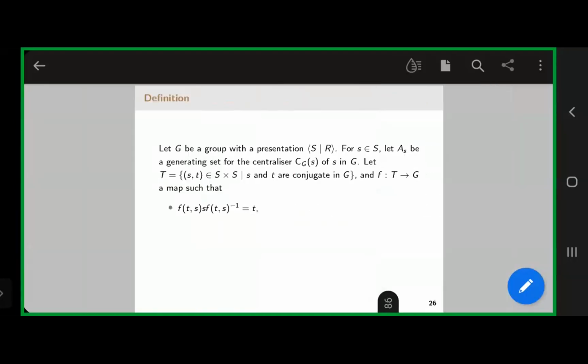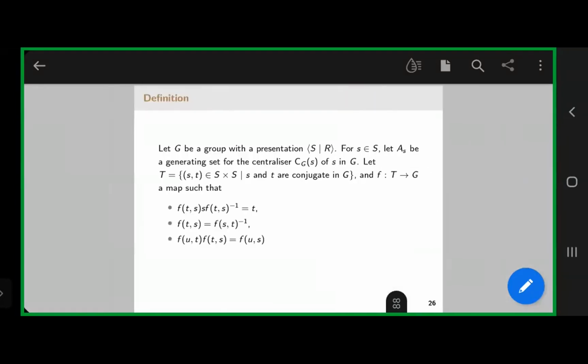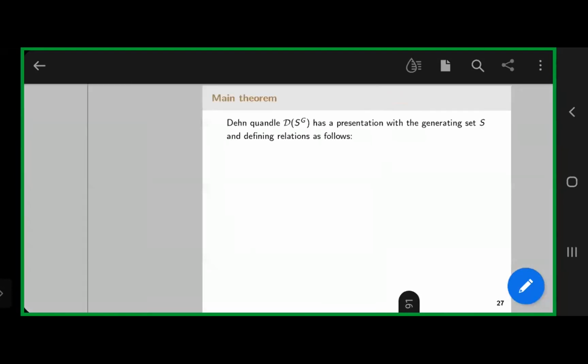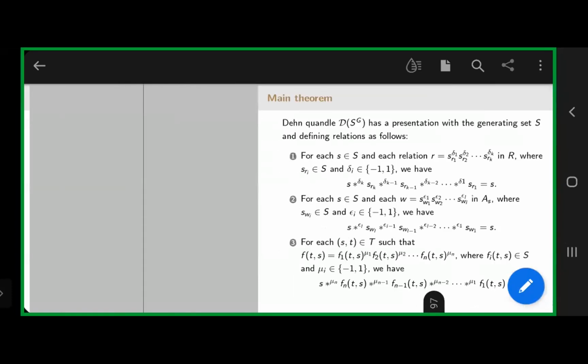How? You take an element and look at the centralizer of that, and for them you define some functions. You define the set T as all the pairs (s, t) which are conjugate, and F as a map from T to S, which satisfies these three properties, which are just conjugation properties. It is obvious. So using these properties, you can come up with a presentation of the quandle.